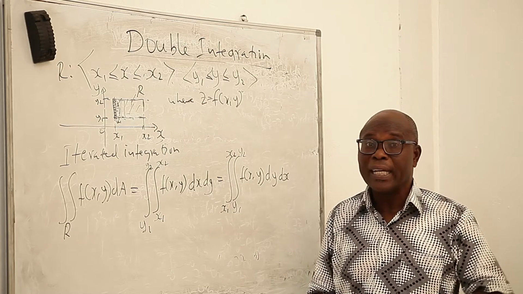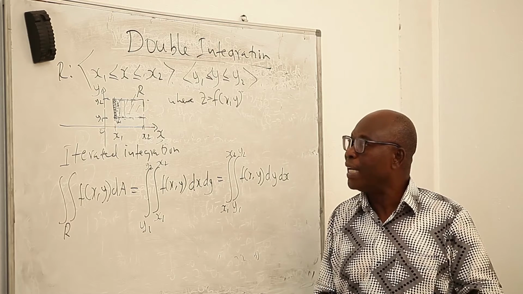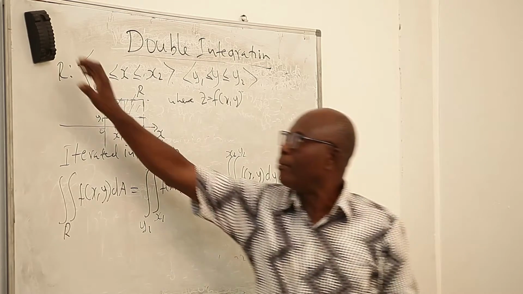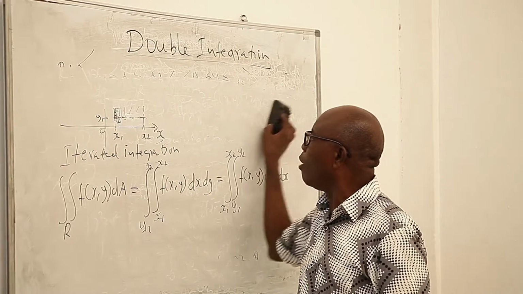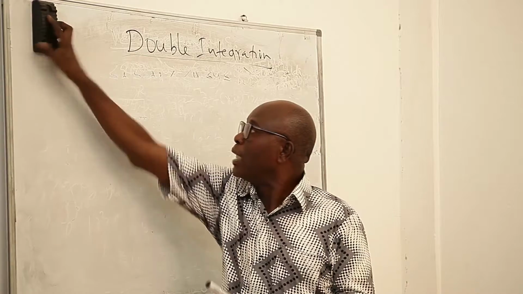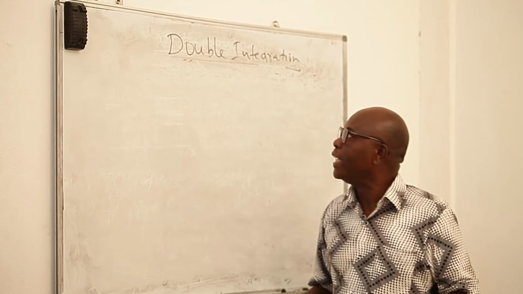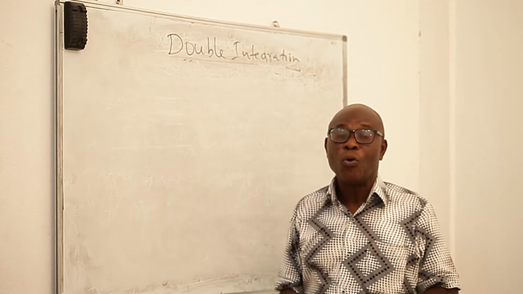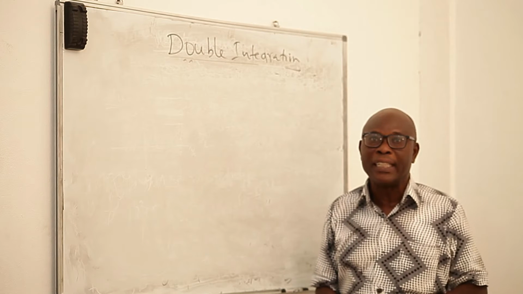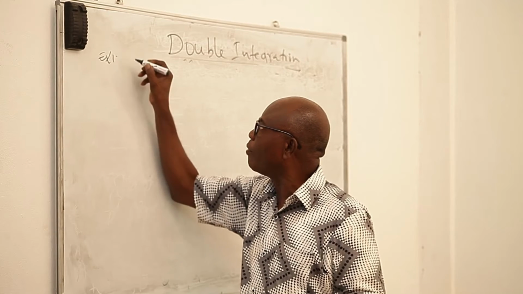So quickly, let's take an example to illustrate how to find the double integral when our base is a rectangular base. That's the region of integration is rectangular. So let's take example 1.